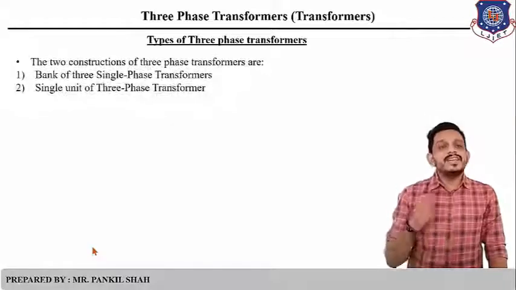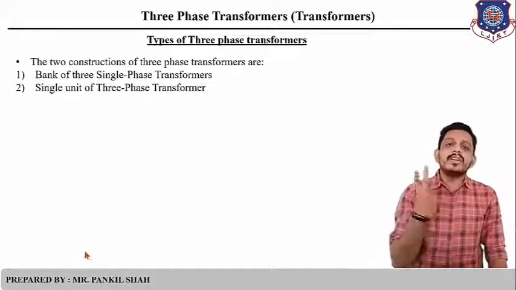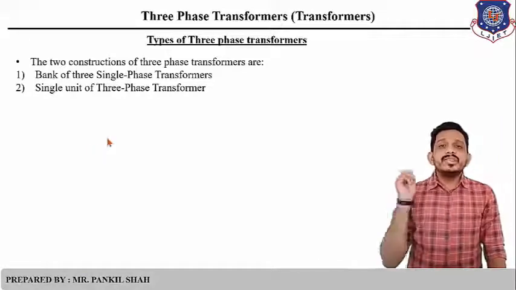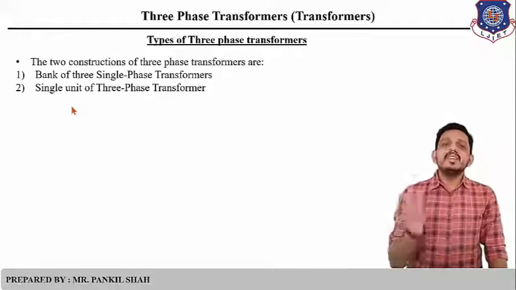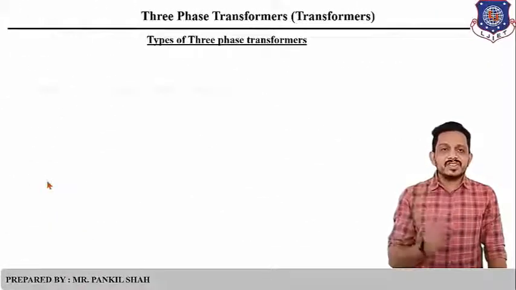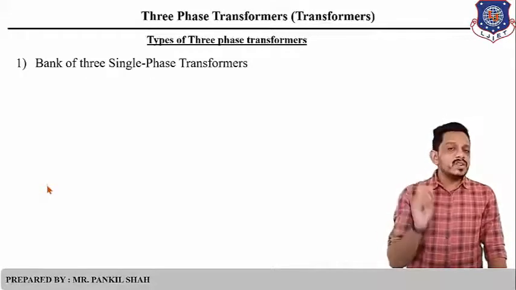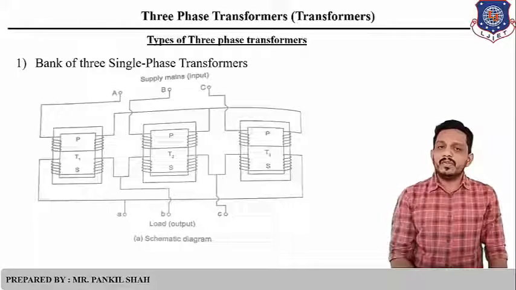Now let's see the types of transformer. As I told you, according to the construction of the core, there are two types of three-phase transformer. The first type is by using three single units of single phase transformer, and the second is the single unit of three-phase transformer. We will discuss these two transformers one by one. First, let's discuss three single units of single phase transformer, and by interconnecting the three units, we get the output as a three phase transformer.